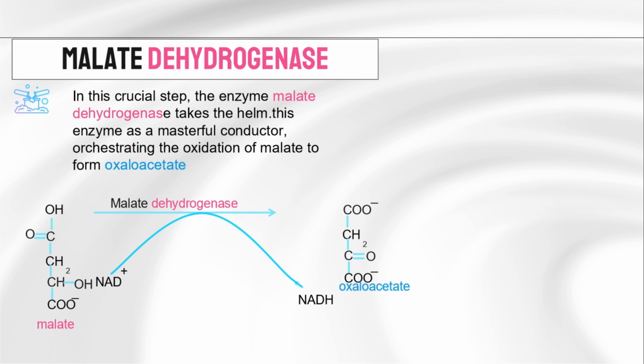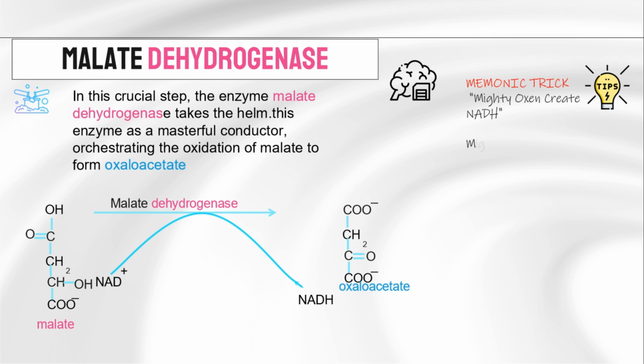To help remember this step, think of the mnemonic: mighty oxen create NADH. Malate, mighty, undergoes oxidation, oxen, to form oxaloacetate, producing NADH in the process, create NADH.